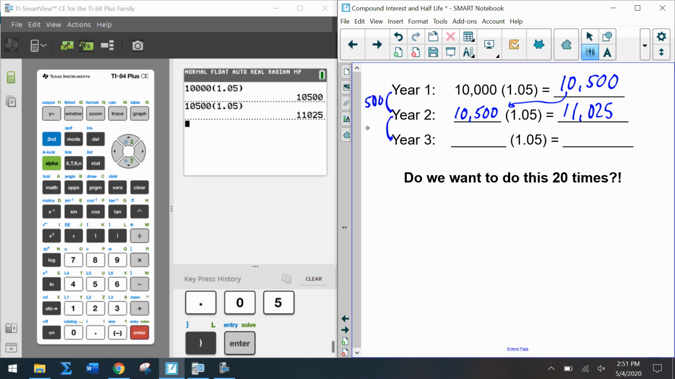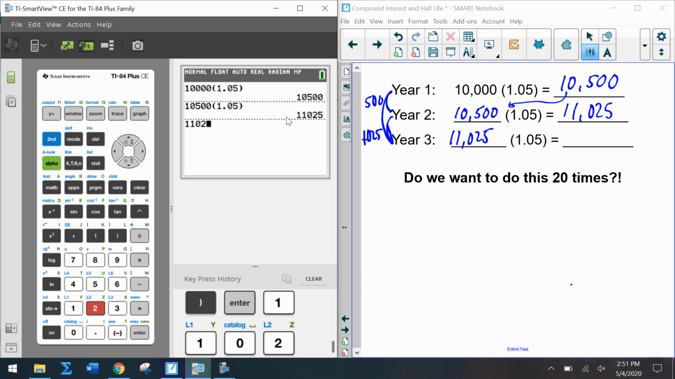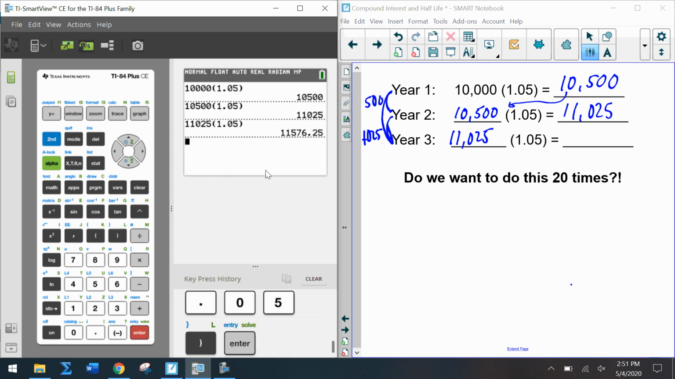So from year 1 to year 2, we added $500. Year 1 to year 3, we can look at that, we've added $1,025. Okay, so we're adding more and more each year. So then year 3, if we have 11,025, then we have 11,576.25 left in that account. So each year, notice how it's increasing.